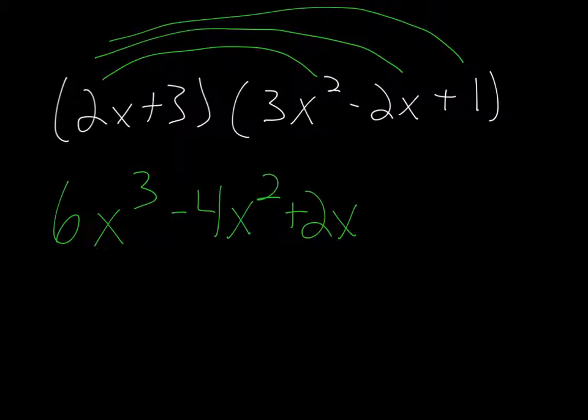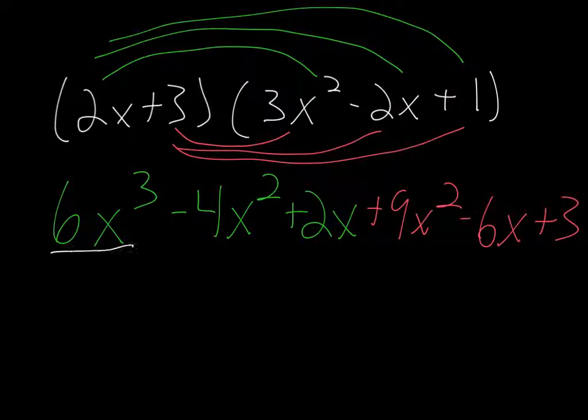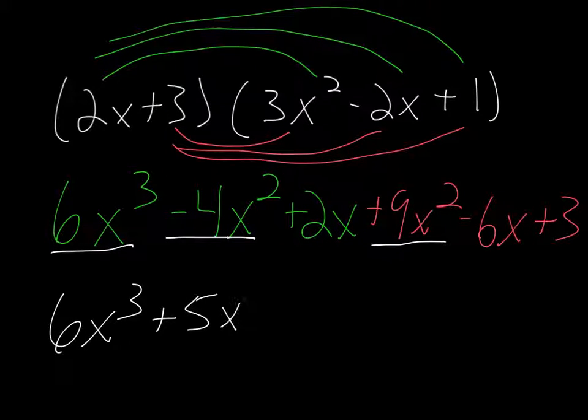Then we got to go through and distribute our 3. 3 times 3x squared is 9x squared. We got 3 times negative 2x, which is negative 6x. And then finally, 3 times 1 is 3. And again, go back and combine all your like terms. This is the only x cubed I have, so just rewrite it. I've got some x squareds. I got negative 4x squared, and I got positive 9x squared. That's going to combine to positive 5x squared.